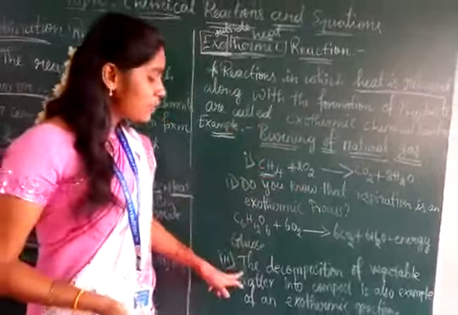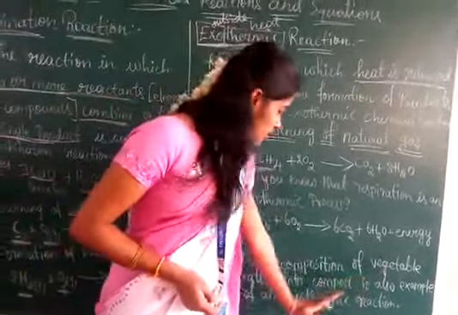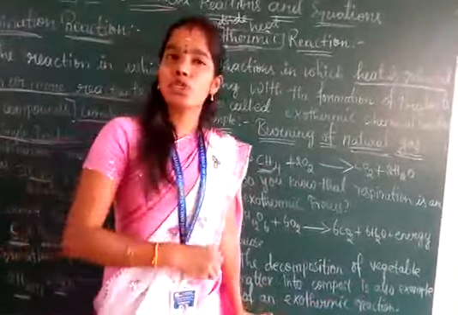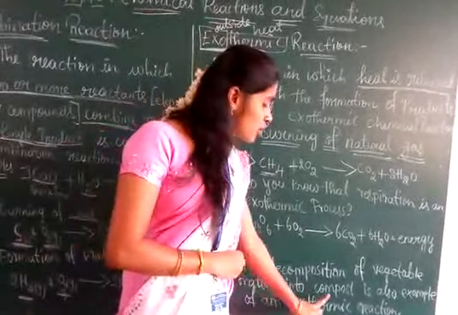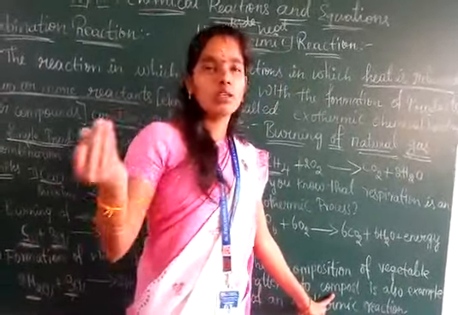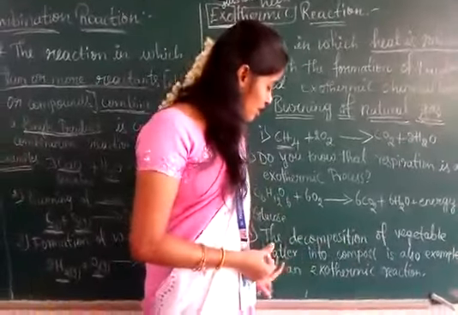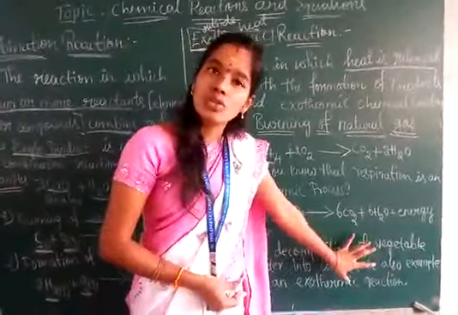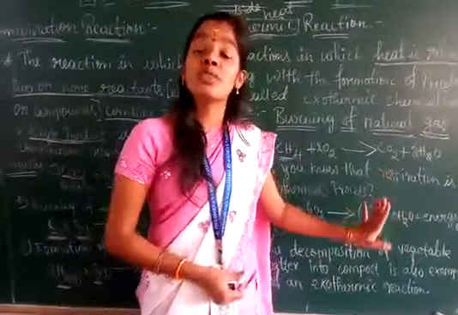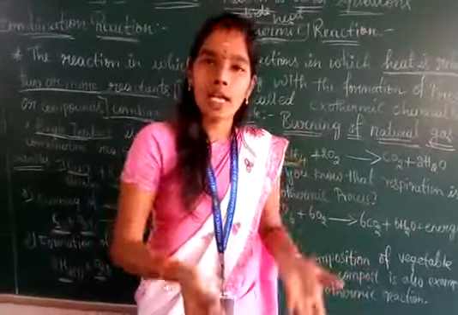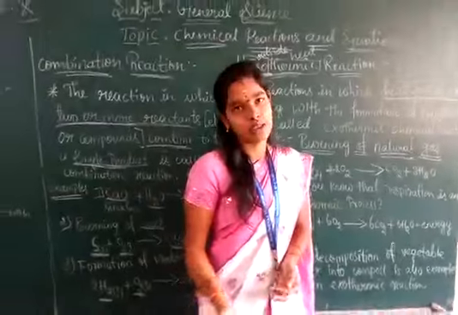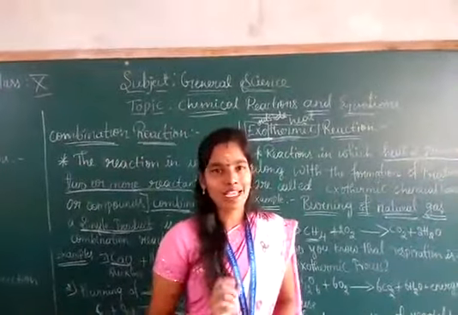And one more example, the decomposition of vegetable matter. Decomposition of vegetable matter into compost. Usually everybody at home is doing this, or else you can see that decomposition of vegetable matter into compost. This also is an example for exothermic reaction. During decomposition, heat is released. So that also is an example for exothermic.